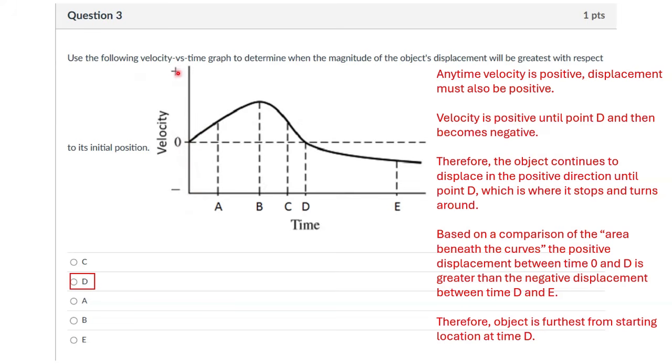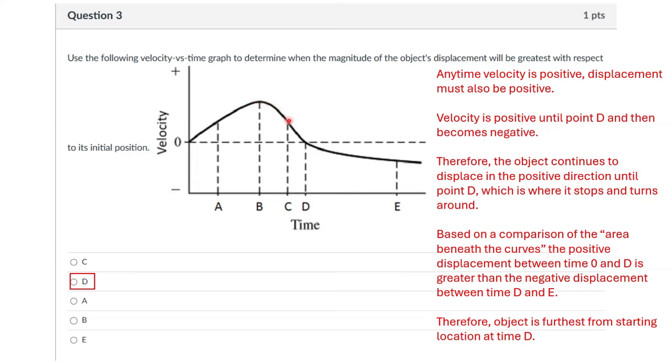So long as my velocity is positive, I should be continuing to displace in the same direction. So as I go from 0 to A, that whole time I had positive velocity. That means I had a positive displacement. From A to B, I continue to have positive velocity. That means I continue to displace further in that direction.